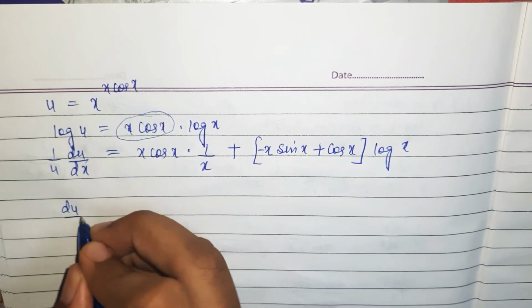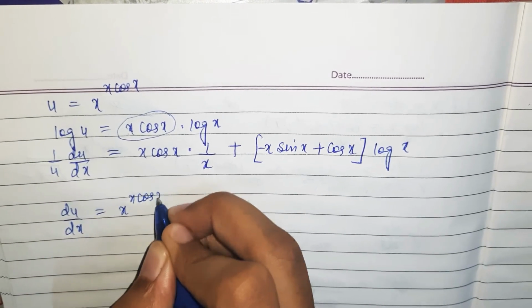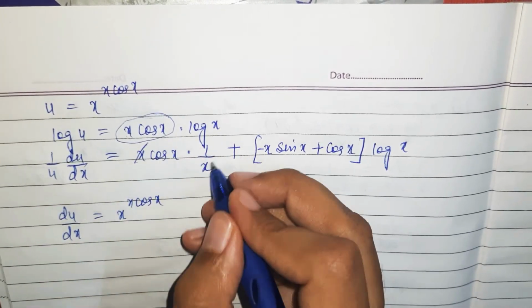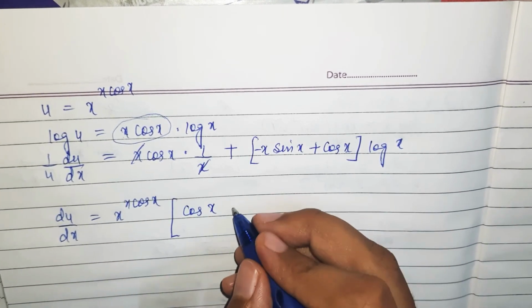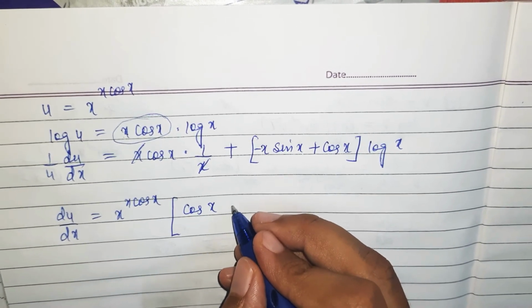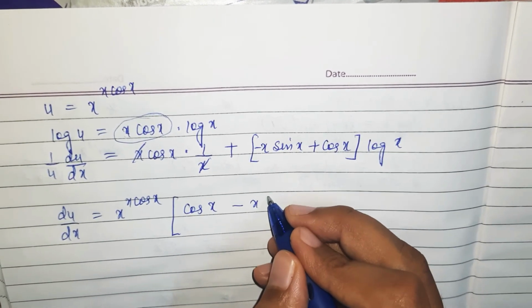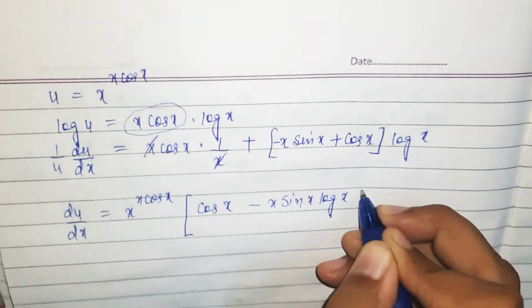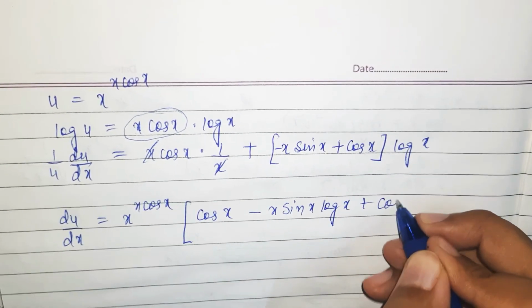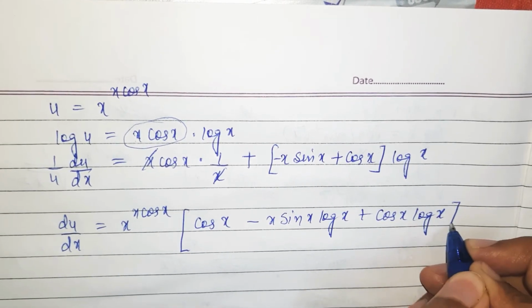So basically differentiation of first function, second function same. So du by dx, the value of u is x cos x, and the x will cancel out. So finally I am getting cos x, and this is minus x sin x log x plus cos x log x. So this is your du by dx.